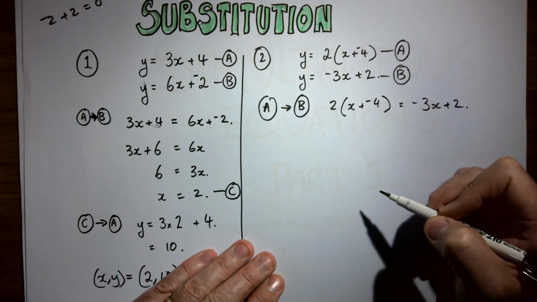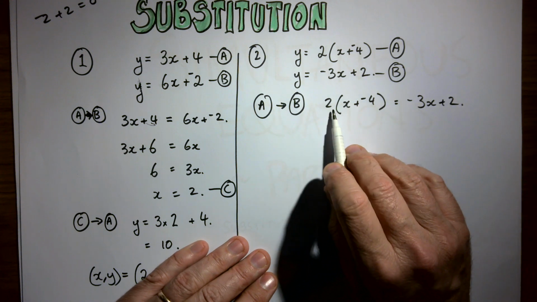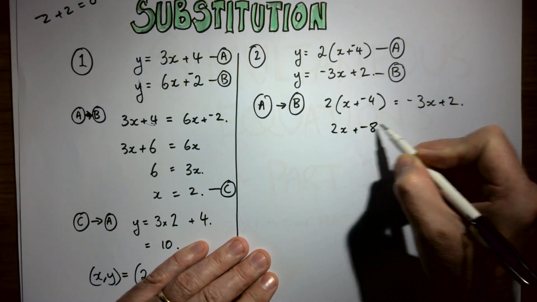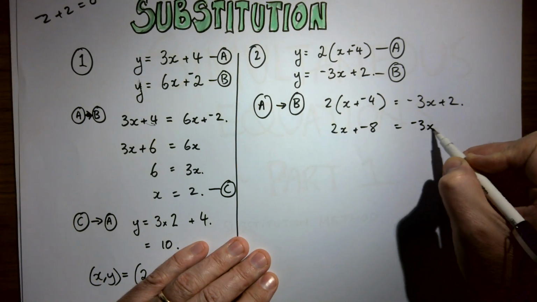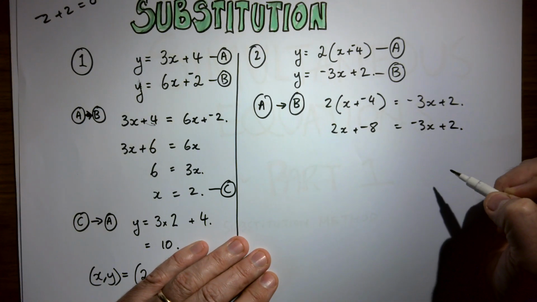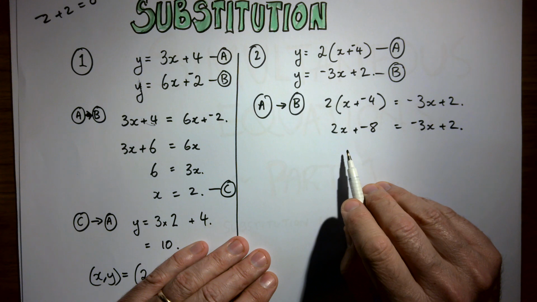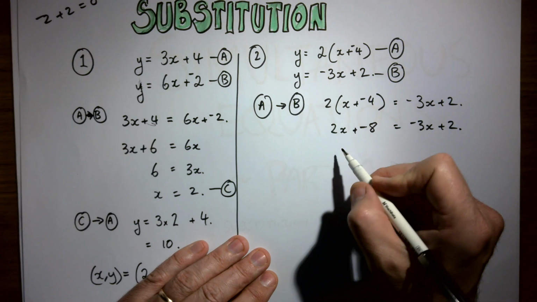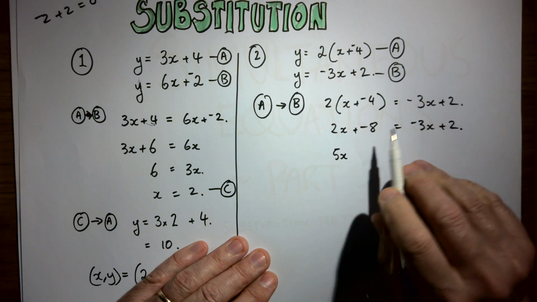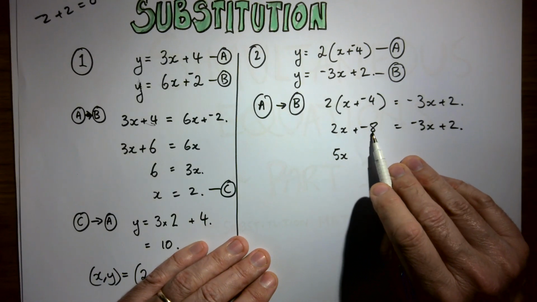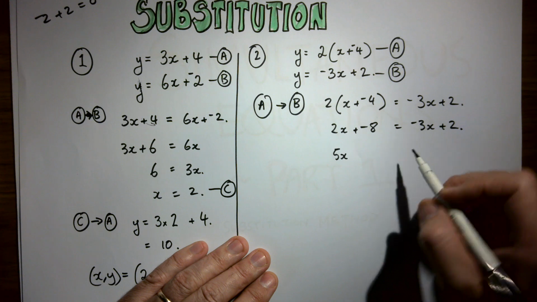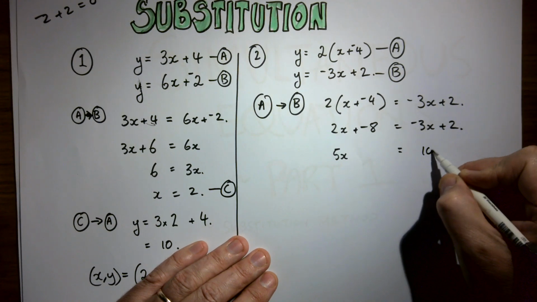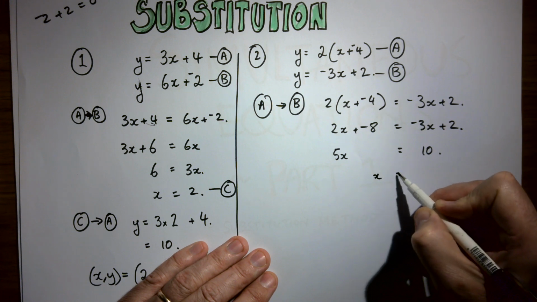Alright, again, now it's just a straight up solving thing. Get rid of the brackets. That's 2x plus negative 8 equals negative 3x plus 2. Alright, so let's get everything on one side. So to get rid of this on this side, I've got to add 3x to both sides. So that's 5x there. To get rid of that, I add 8 to both sides. So that's gone, and now 2 plus 8 is 10. Cool. x equals 2.